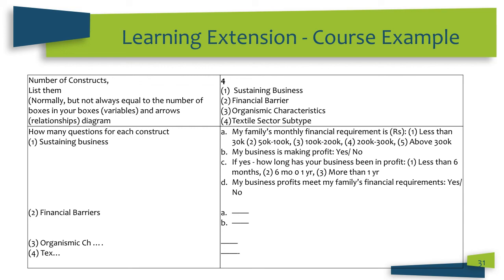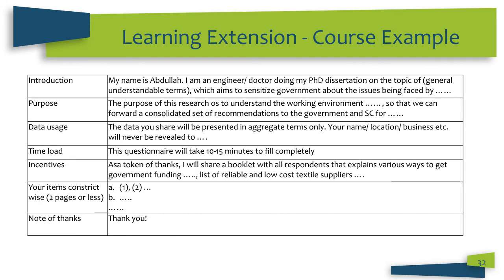So basically 4 questions for the first construct. Similarly, I'll make questions for the second, third, and fourth construct. I may have 1, 2, 3, 4, 5, 6, whatever number of questions I have to ask to ensure that the entire construct will be understood through the answers of the respondent.